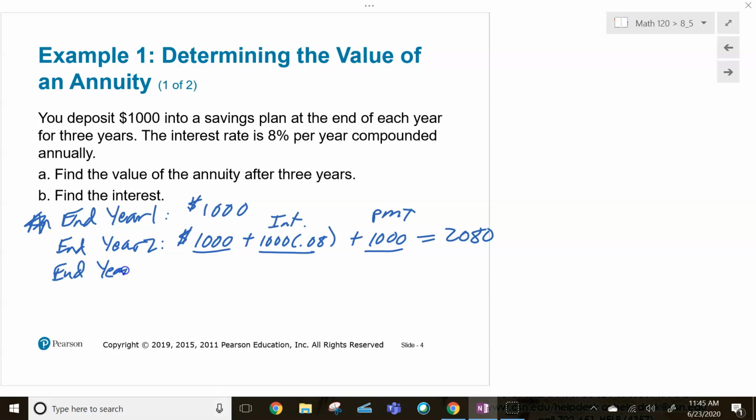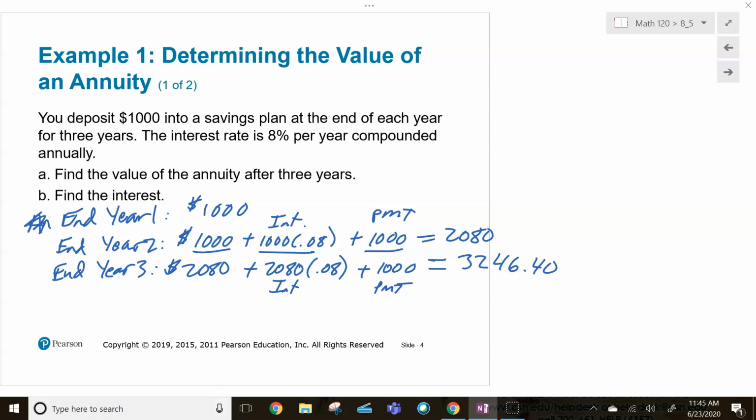Now we're doing this for 3 years. So at the end of year 3, we have the $2,080 from the end of last year. Now we're going to gain interest on that, so 8% on 2,080. And then we make our payment at the end. So here's our interest, here's our payment at the end of the year, and this ends up being $3,246.40. So that's the value of the annuity at the end of 3 years. Okay, so that's part A. Here's all of part A. That's the value.